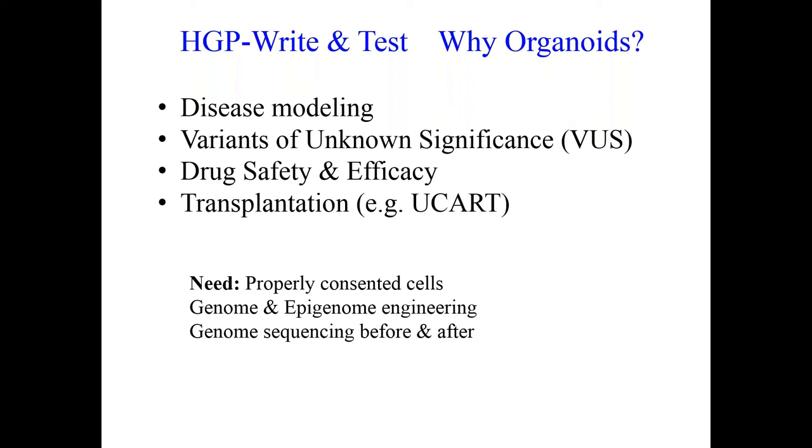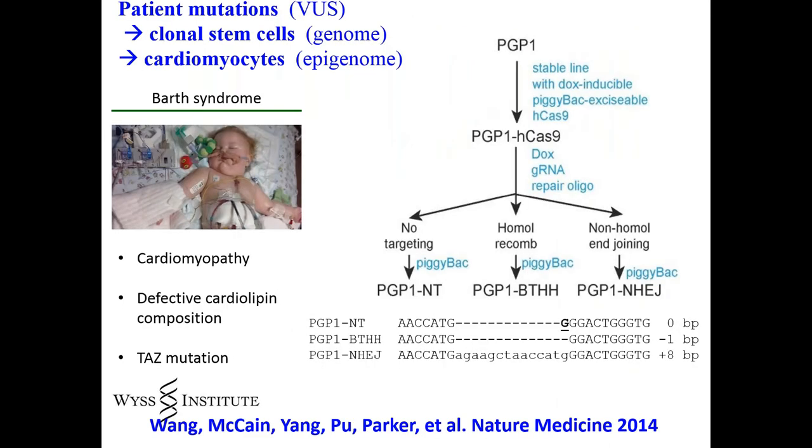But you can also use these for, if you have variants of unknown significance, if everybody in this room gets sequenced, you're going to find millions of differences between you and me, and maybe a few of those will be alarming, but of unknown significance. And so I think this is a great way to do this. And I'll show you one example of that. This is an example that Bill Pooh brought to our attention as a clinical geneticist. It was a cardiomyopathy of this little boy.